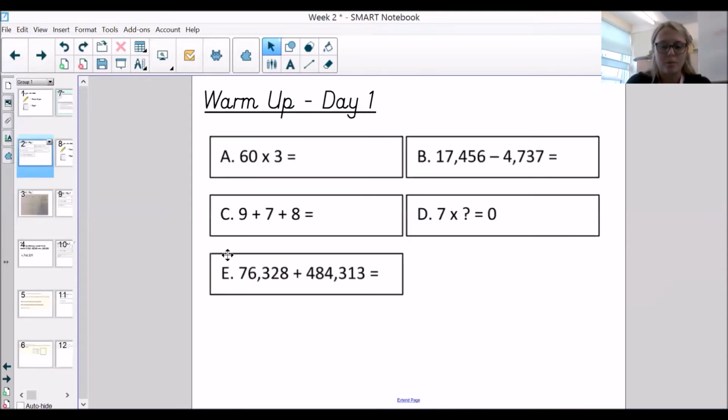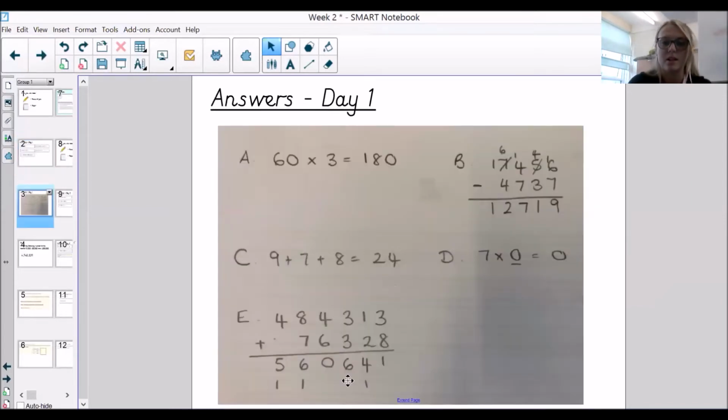And the last one was 76,328 plus 484,313. I used column addition for this one, but made sure that I put the bigger number on top. Always really important to remember to do that. So make sure the place value digits were lined up correctly, because we've got a 6-digit and a 5-digit number.